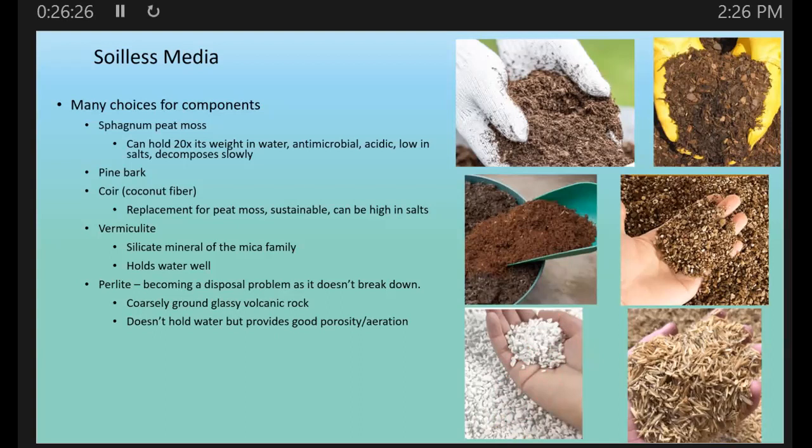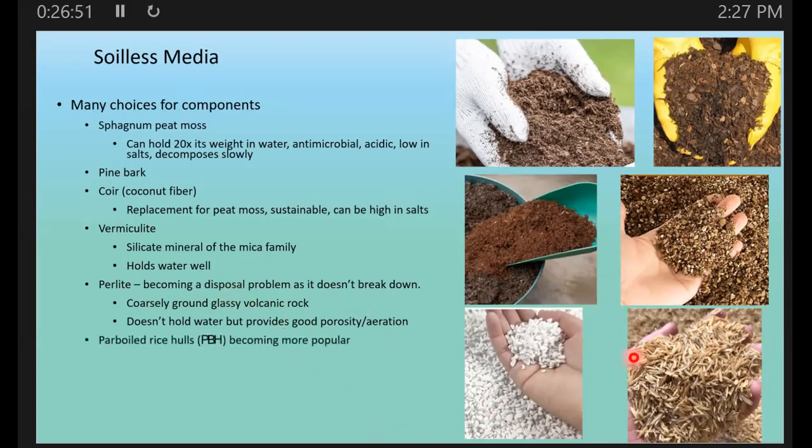One problem that's starting to be more of a problem is disposal. It's becoming a disposal problem because it doesn't readily break down when people get rid of it, and so they're starting to get a little worried about that.